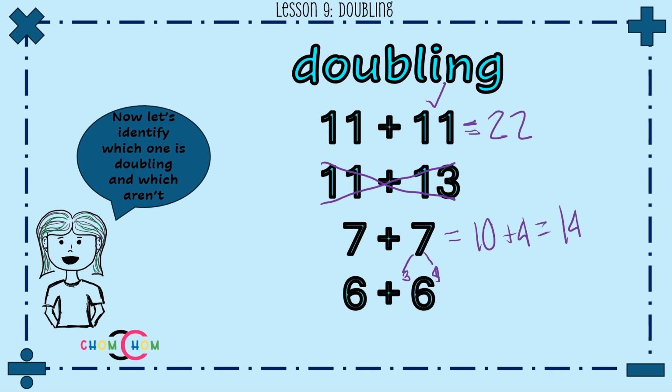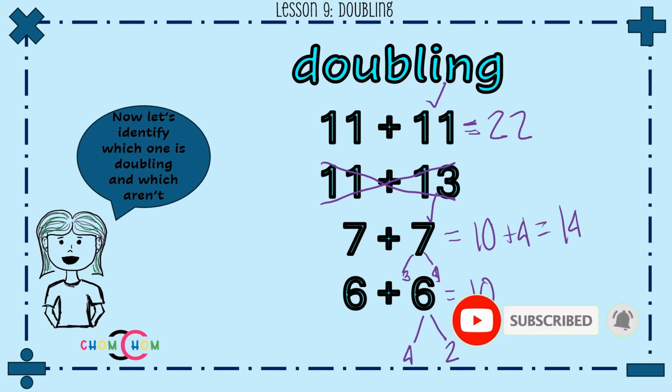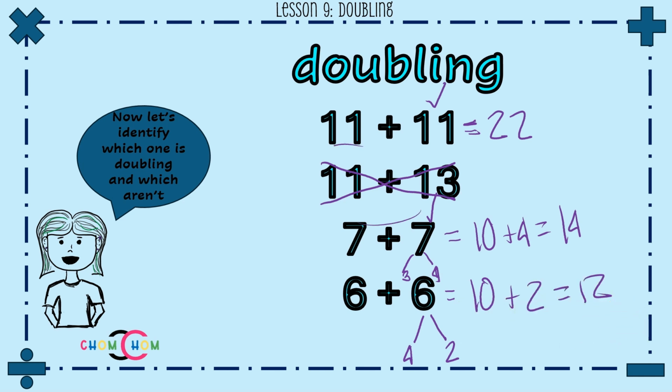Now, is 6 plus 6 doubling? That's right, it is. But what's the answer to 6 plus 6? Well, I know 6 and 4 make a 10, so I'm going to split that into 4 and 2. 4 plus 2 gives us 6. So I have 10 plus 2 equals 12. Now let's go back and solve this one. 1 plus 1 gives us 2. 1 plus 3 gives us 4. So 24.